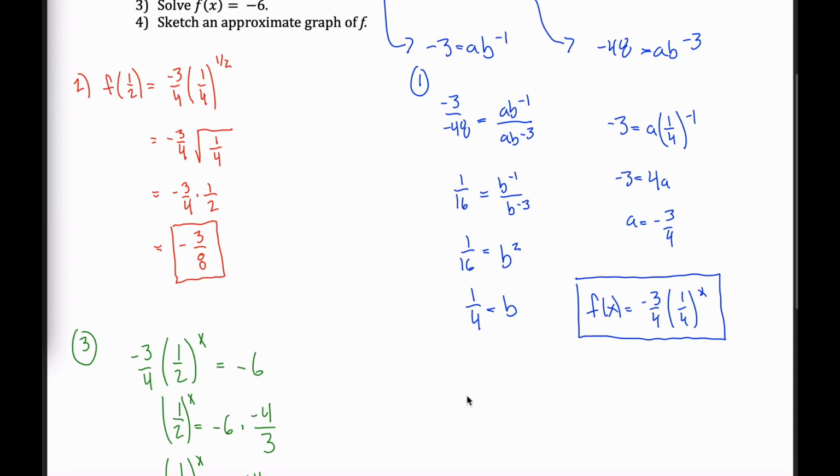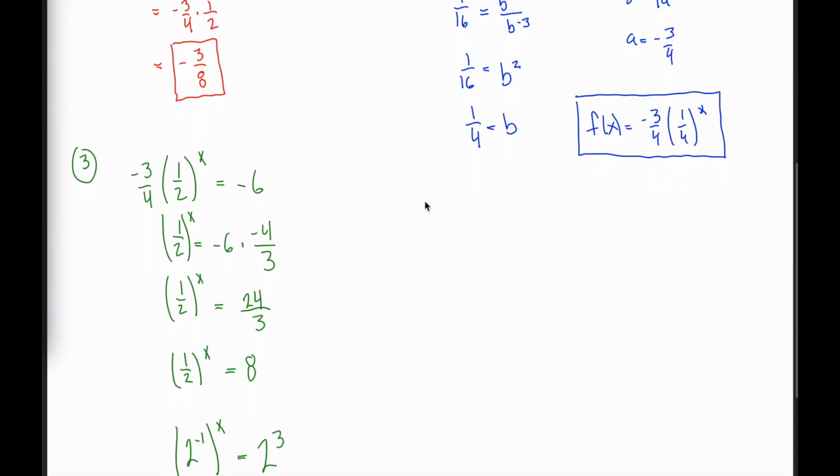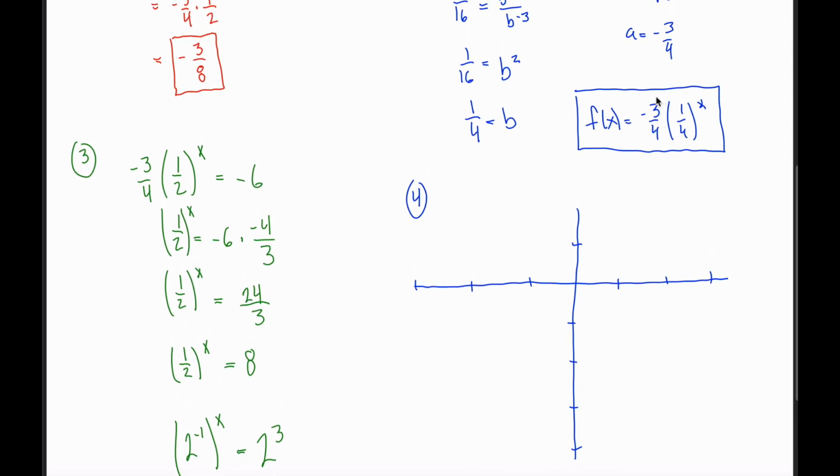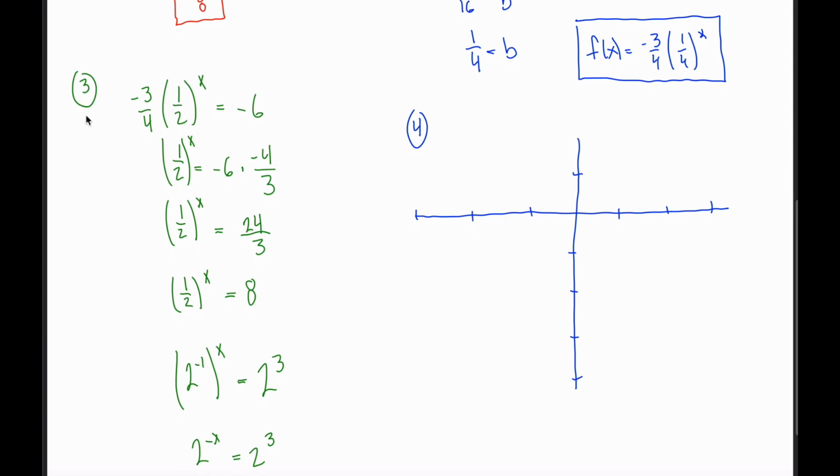And then finally, question 4, we're supposed to sketch an approximate graph of this function, with an emphasis on the word approximate. Let's see, what I would do is I'd first look at this and figure out the value of a is negative 3/4, and a always tells me my y-intercept. So somewhere down here at about negative 3/4, my graph should go through that point.